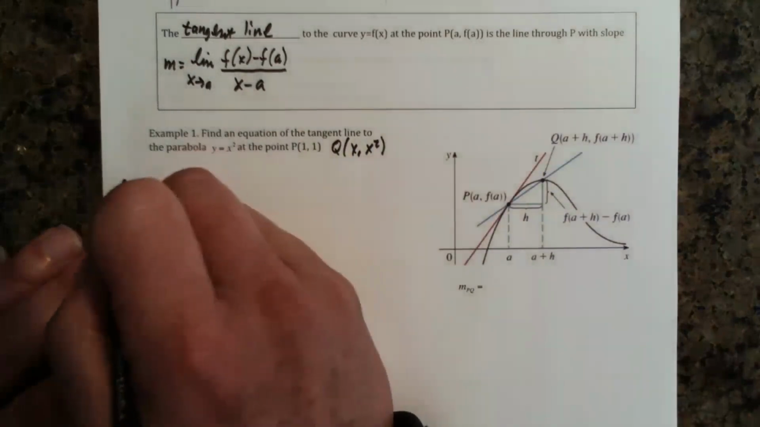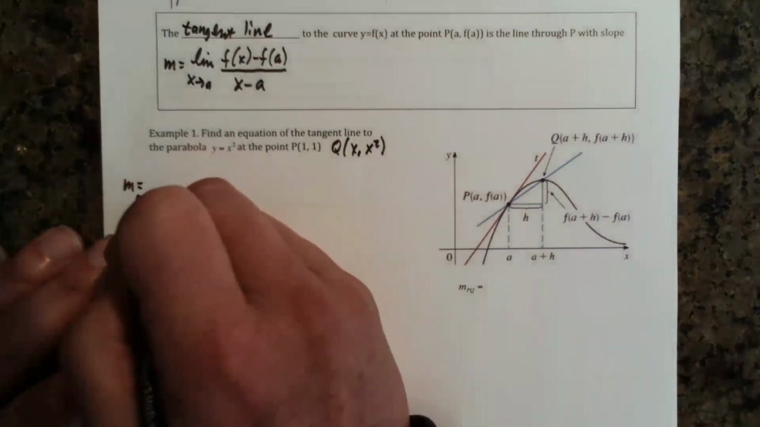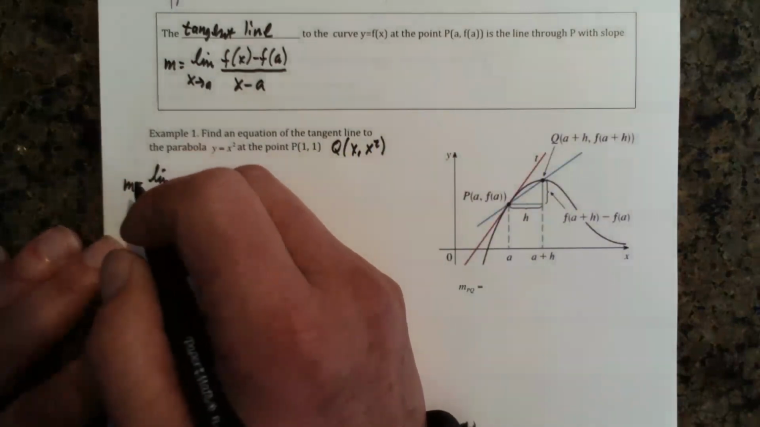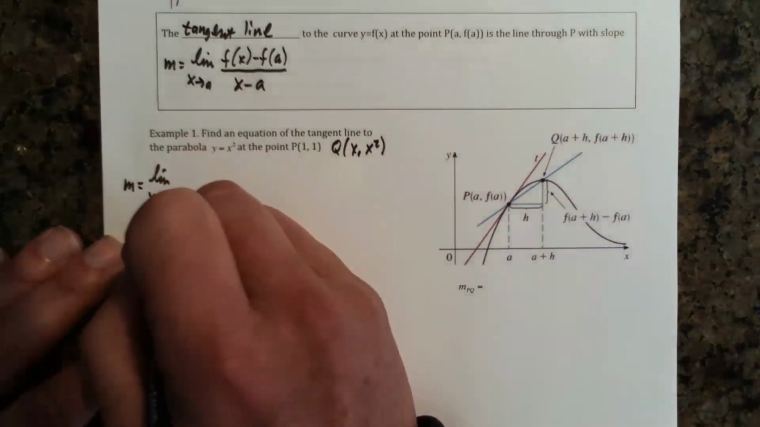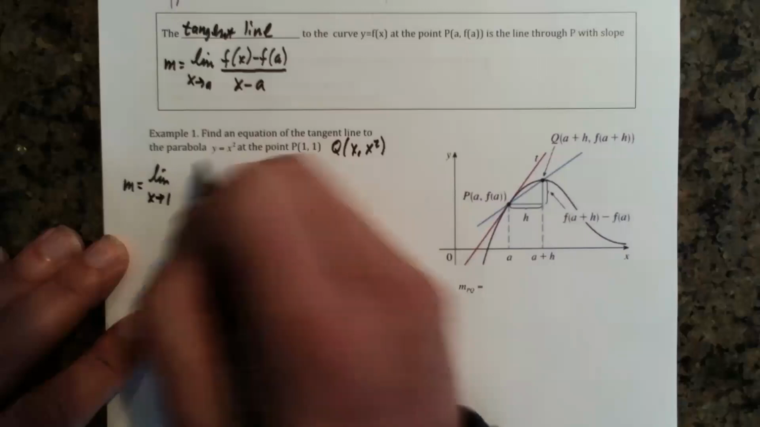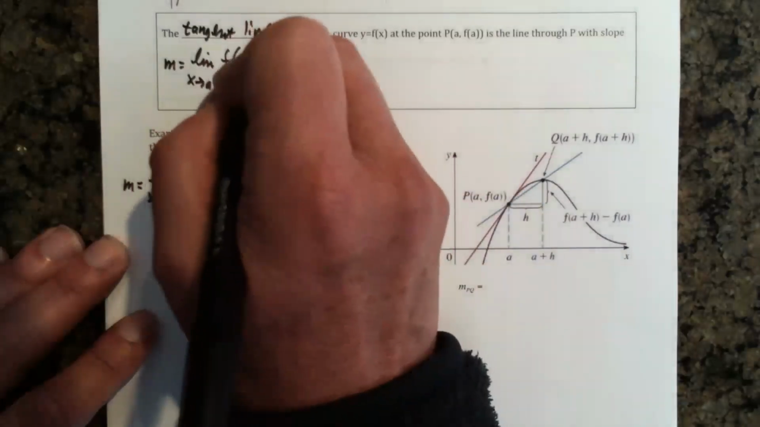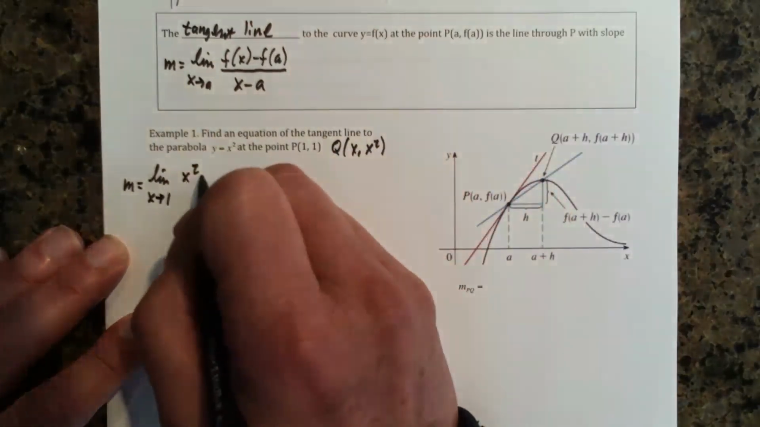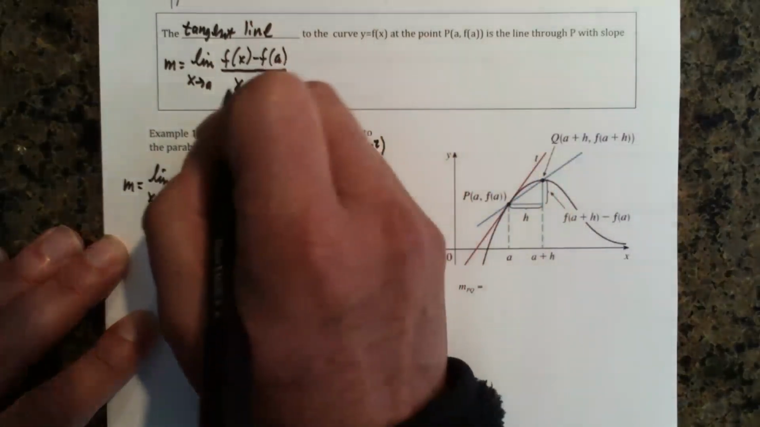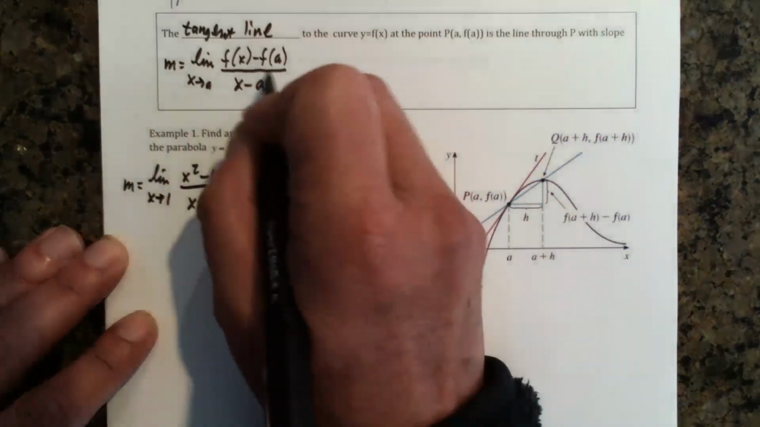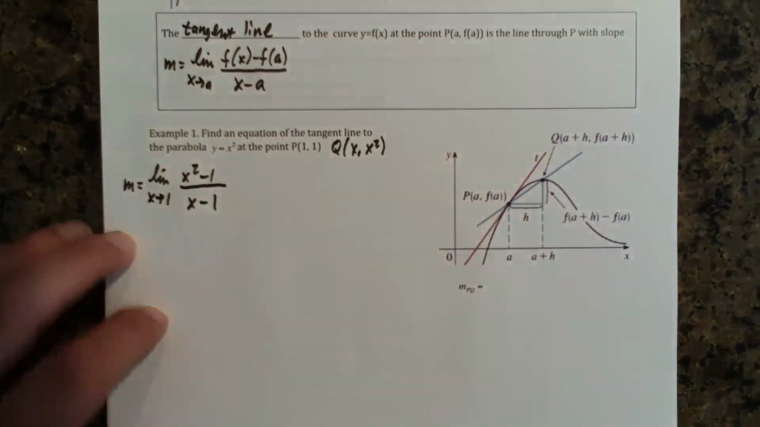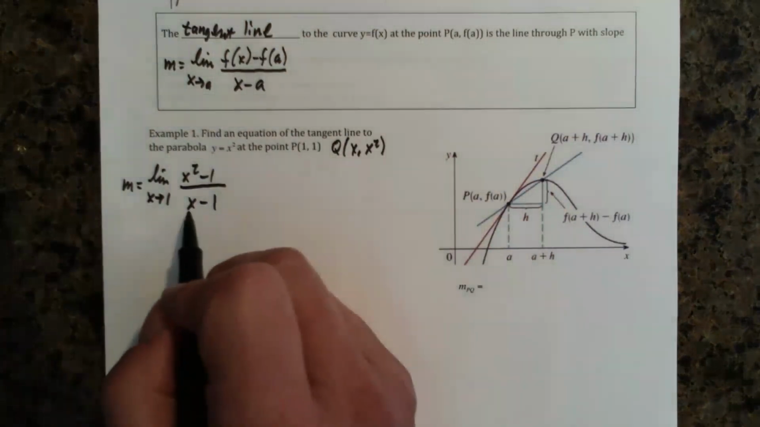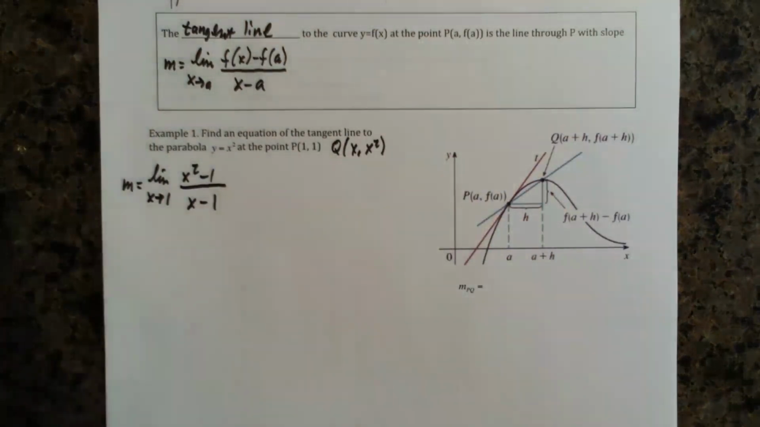So the slope of the tangent line is the limit as x is approaching 1 of x squared, so that's the f of x, x squared, minus f of a, which is the 1 there, over x minus a, in this case 1. Now you'll notice we have a problem. If I just plug in 1 here, I get 0 in the denominator, and that's never okay.